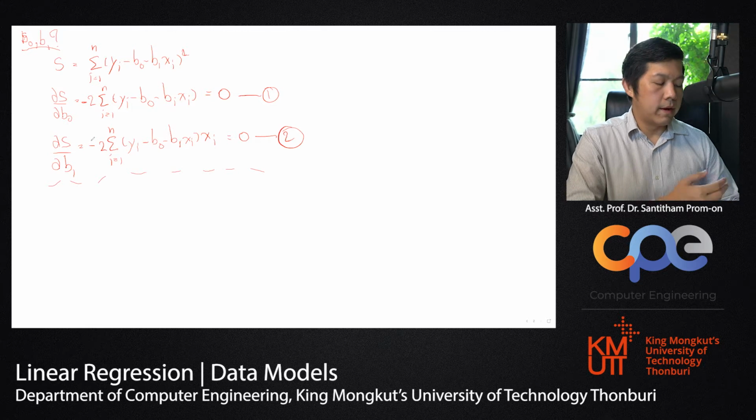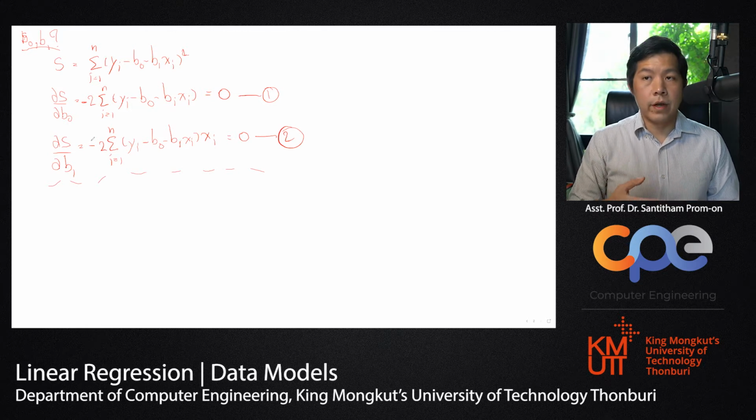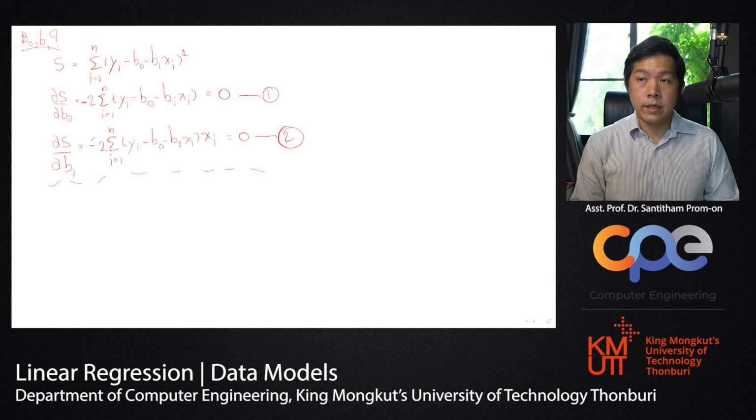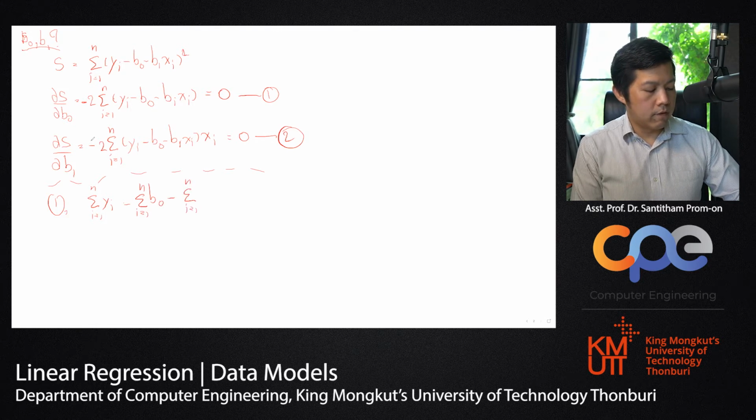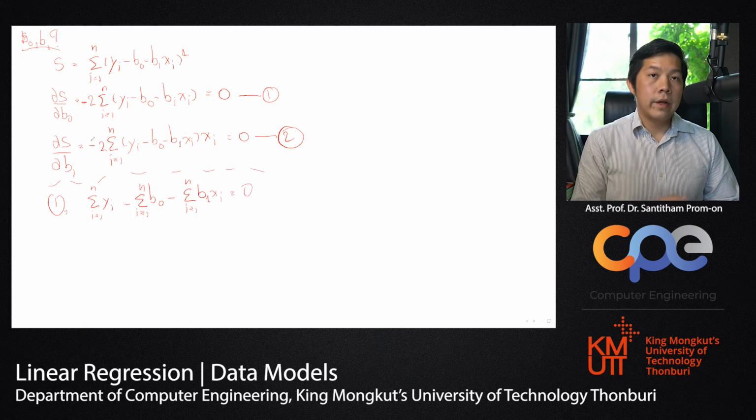So here I will disregard the minus 2 on both sides and multiply from 1. I'm going to multiply it in. You get the summation of i equal 1 to n of yi, minus the summation of i equal 1 to n of b0, minus the summation of i equal 1 to n of b1 xi, equals 0.